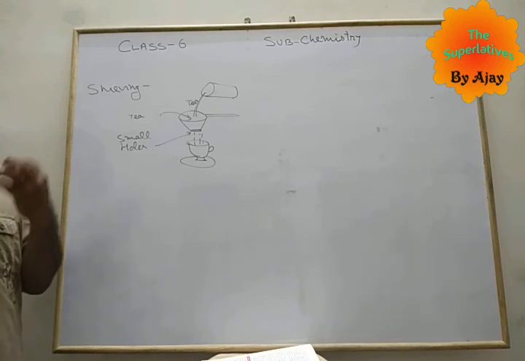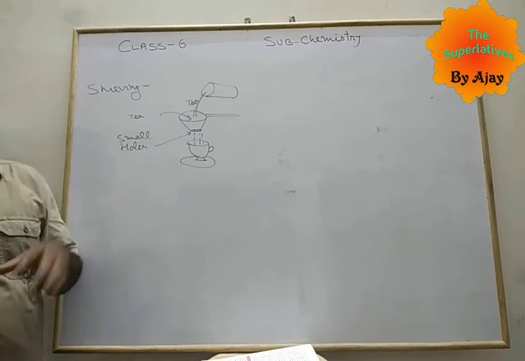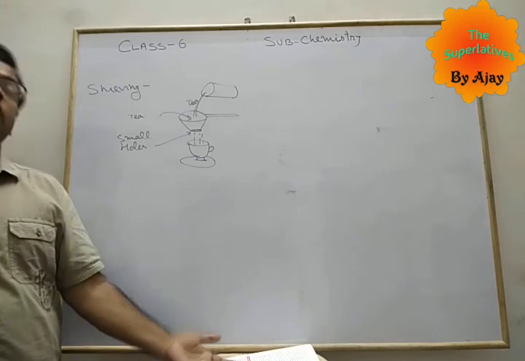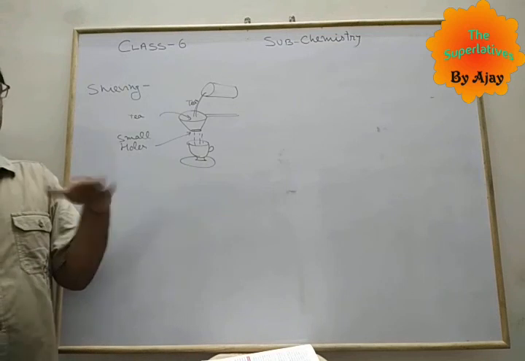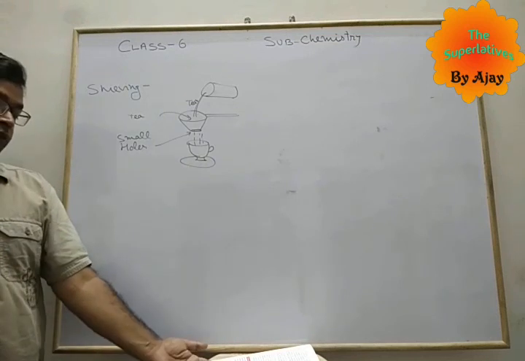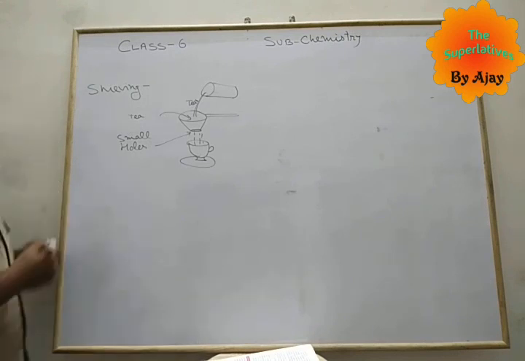In sieving, we separate two different size particles. It's a very easy way. Then after this, we use the magnetic separation method.